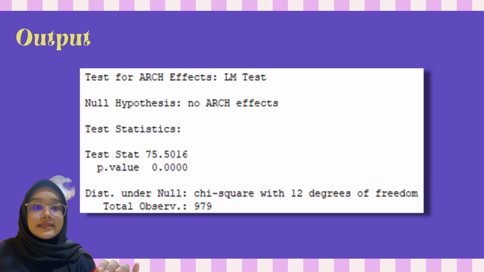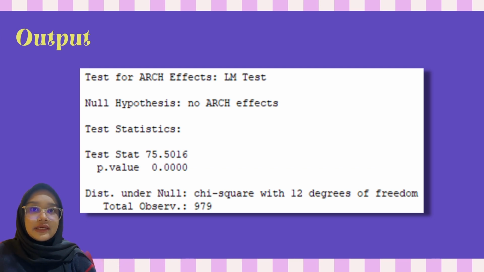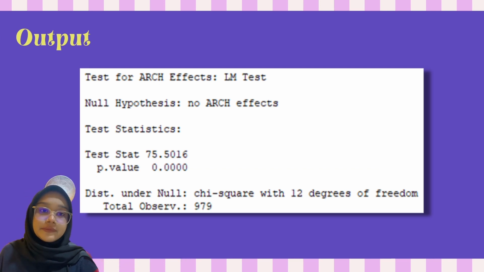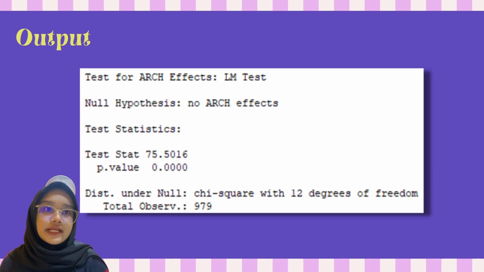For step 4, if there is no ARCH effect in the residual, then the GARCH model is unnecessary. From the output, it shows that we use the LM test to test the ARCH effect. We can observe the null hypothesis is no ARCH effect, and the p-value is 0.000. Since the p-value is 0, which is smaller than the conventional level, we reject the null hypothesis and conclude that we have the ARCH effect, and we can proceed to the GARCH model.